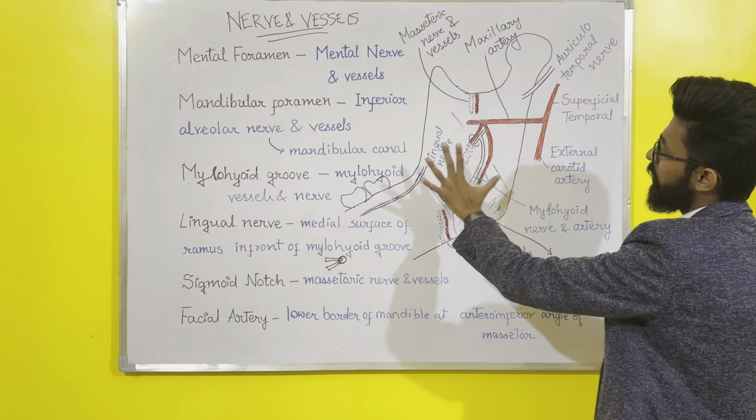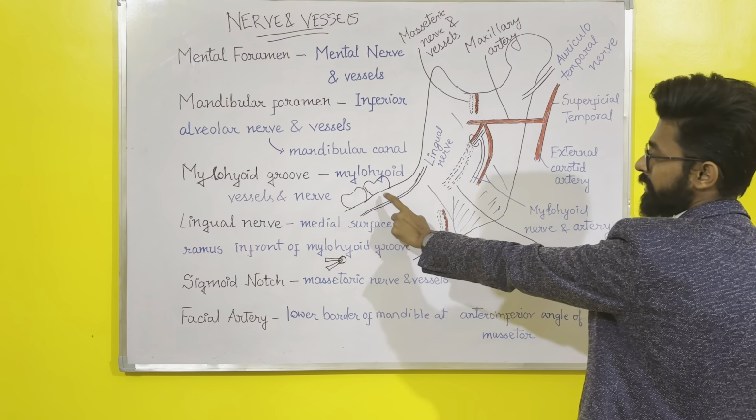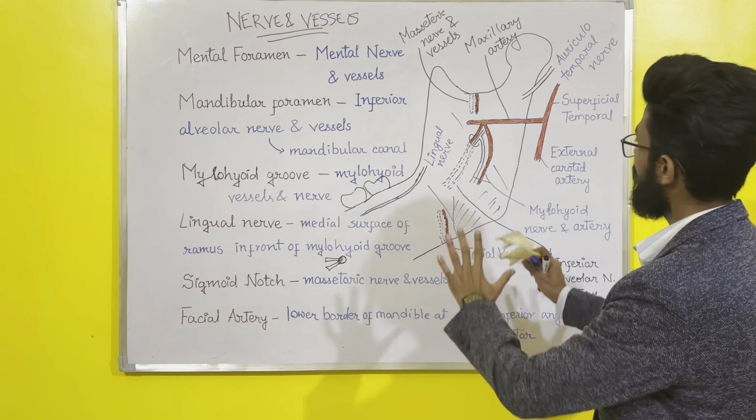Masseteric nerves and vessels. Okay, this is our basic structure. You need to draw this diagram too. The lingual nerve is here, in relation to the roots of the lower molar teeth. This is your basic structure of the ramus of the mandible.